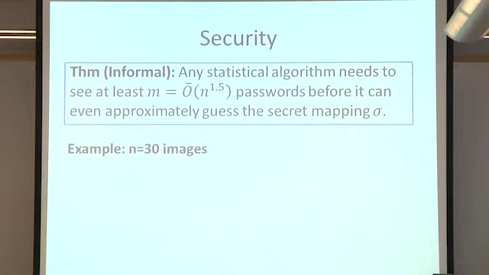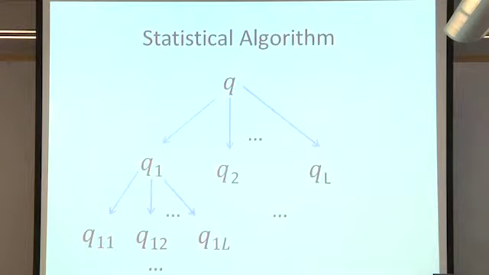Okay. So what about security? Well, what we're able to prove is that any statistical algorithm needs to see at least n to the 1.5 random passwords before it can even approximately guess the secret mapping. So for example, here n might be 30 images, so you need 30 times square root of 30 example passwords to recover the secret mapping.